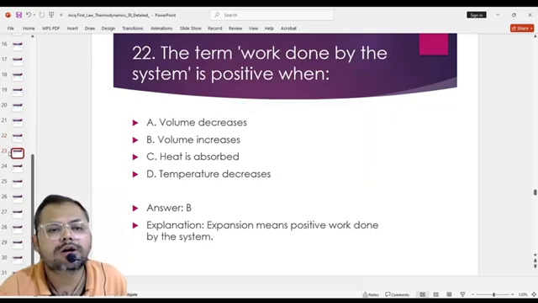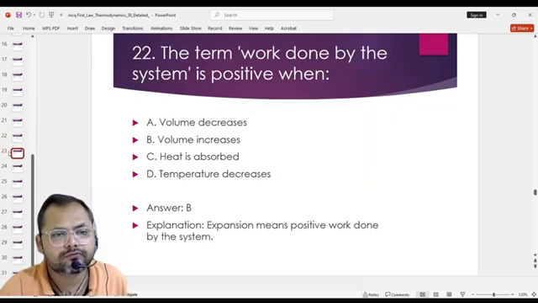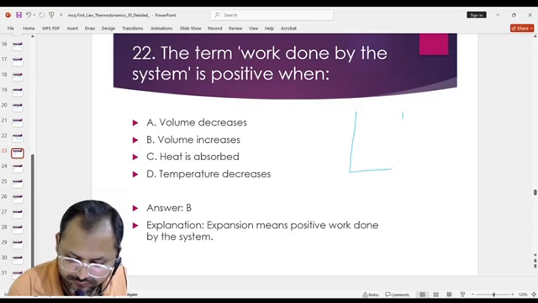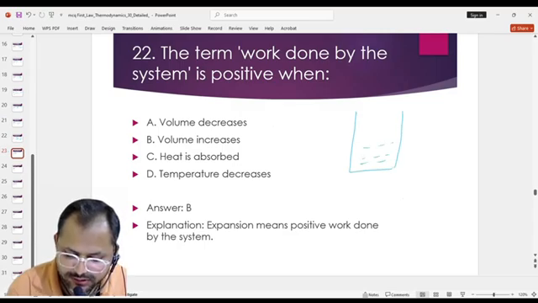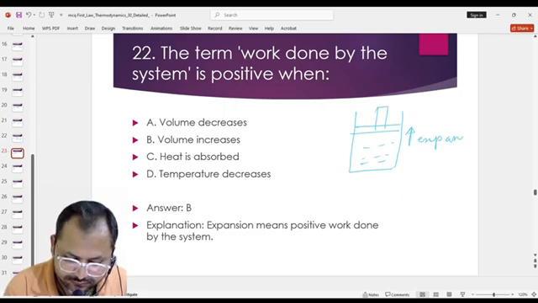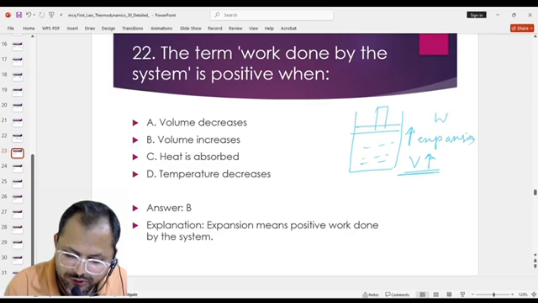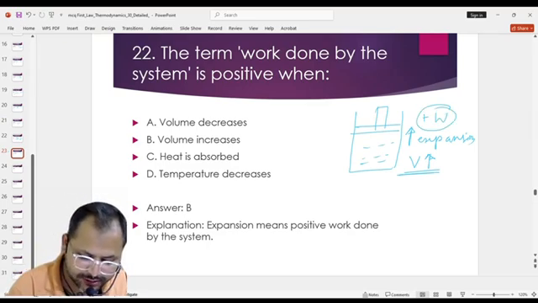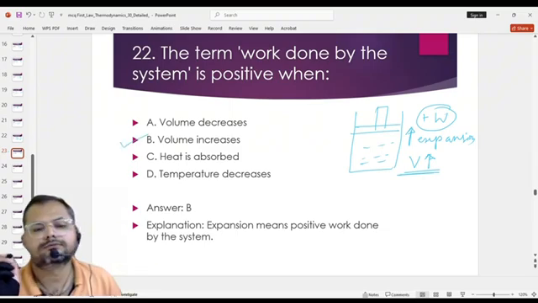The work done by the system is positive when, this is a system, if expansion takes place, that is, volume is increasing, then work done is positive. Volume increases means work done is positive.